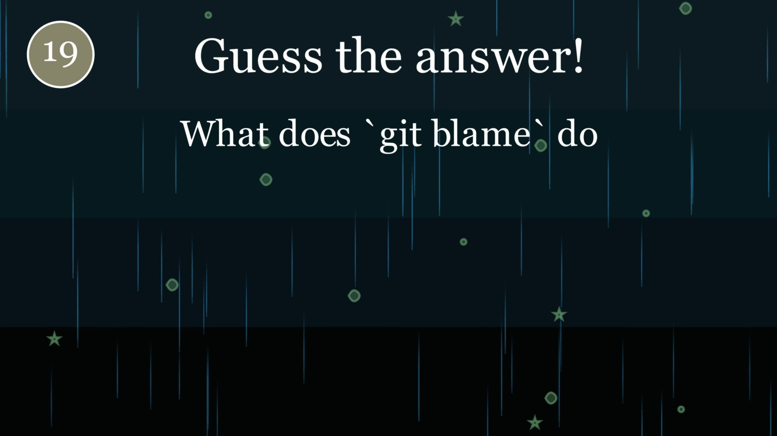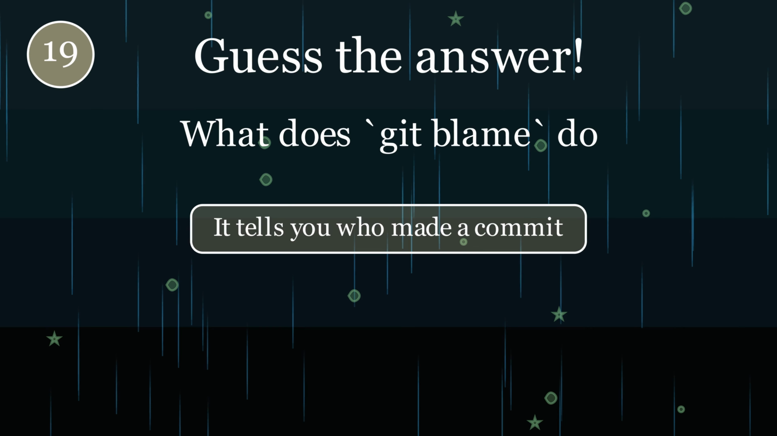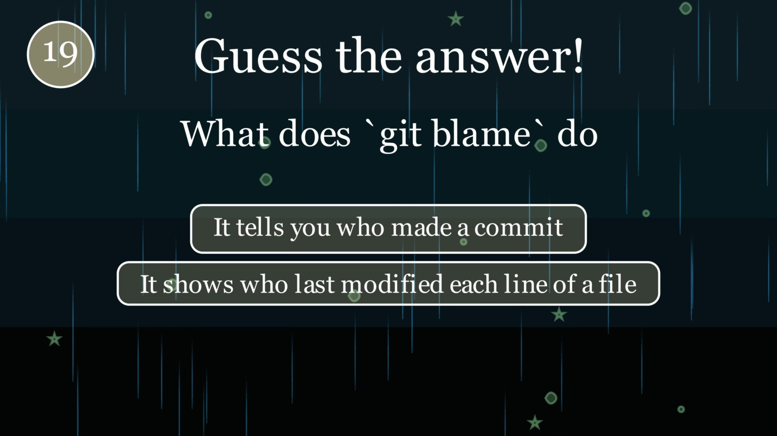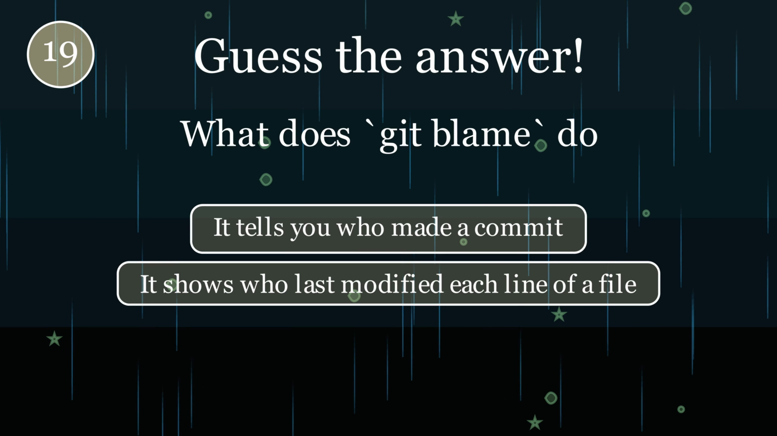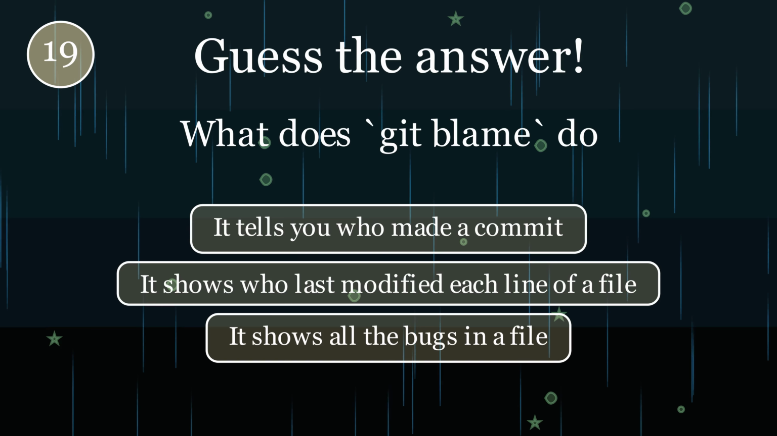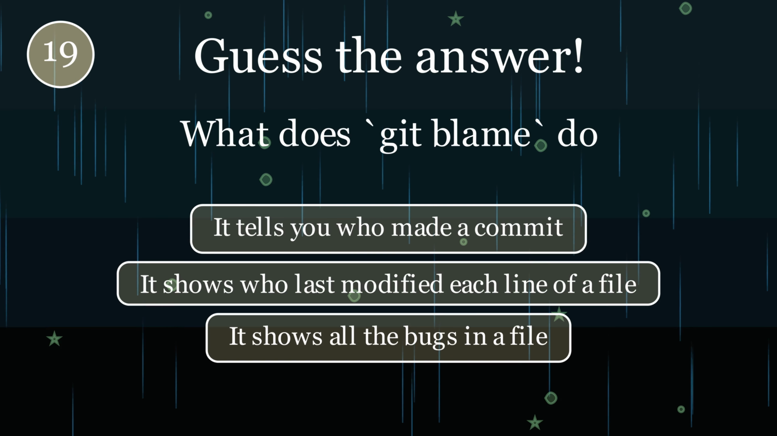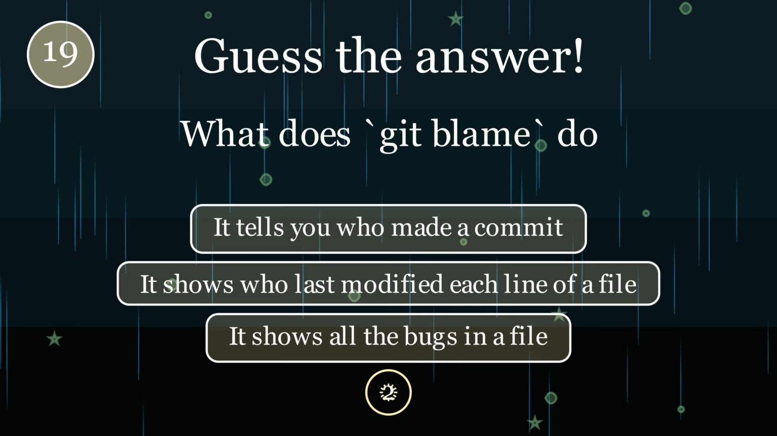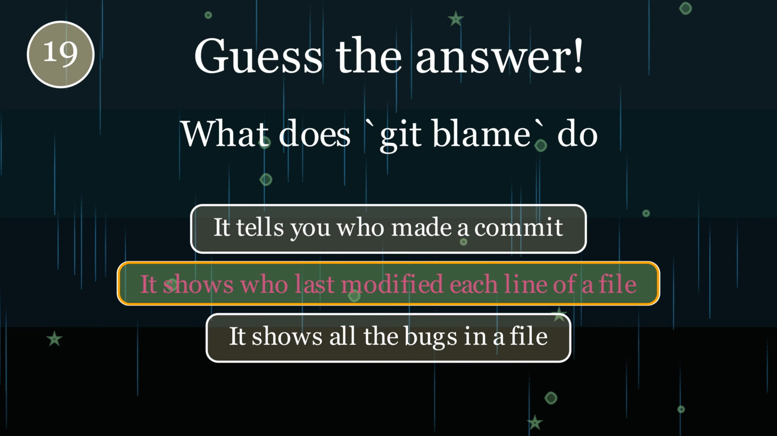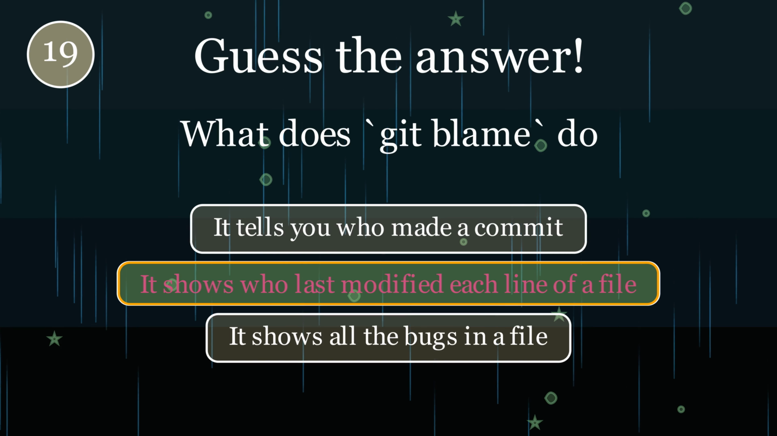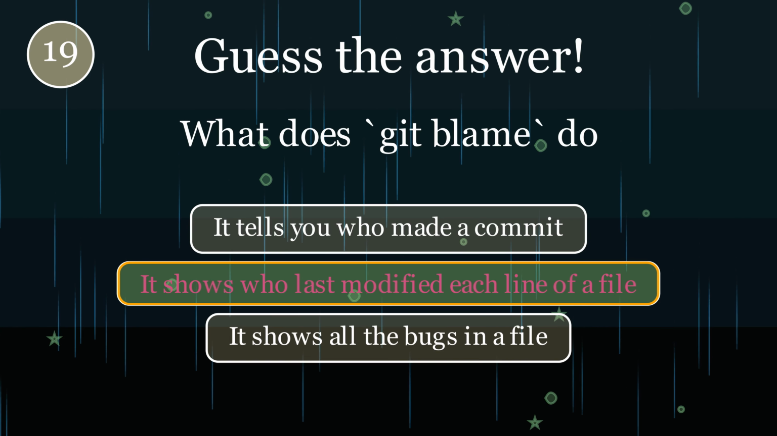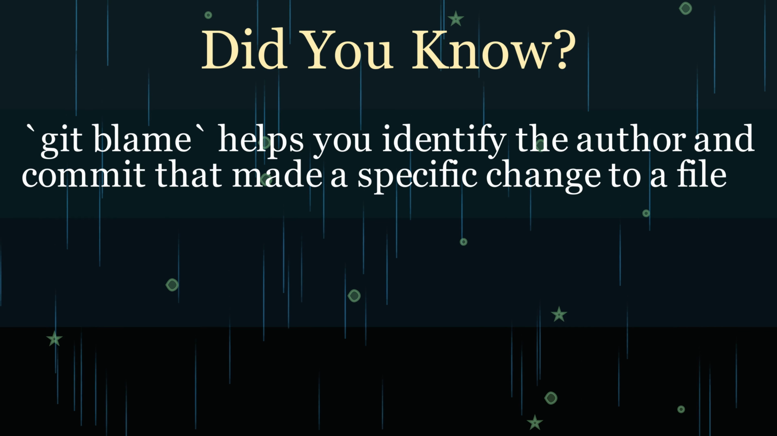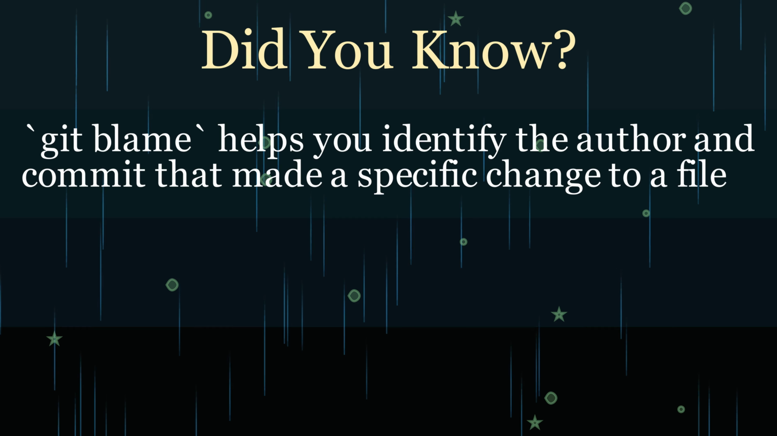What does git blame do? It tells you who made a commit. It shows who last modified each line of a file. It shows all the bugs in a file. The correct answer is, it shows who last modified each line of a file. Knowledge Boost, Git Blame helps you identify the author and commit that made a specific change to a file.